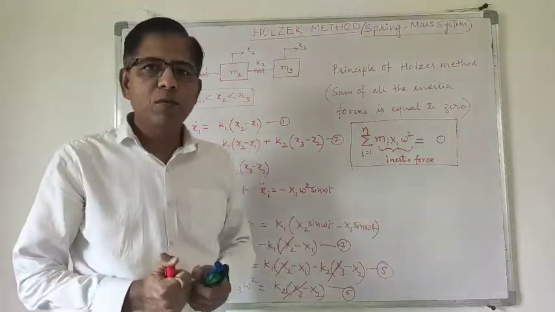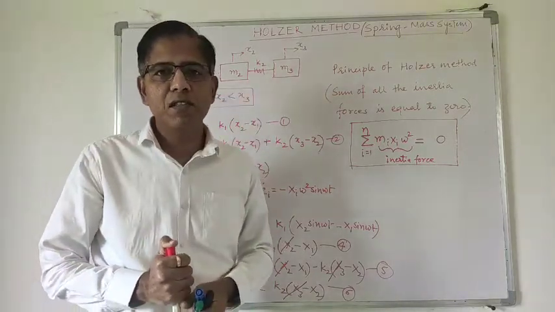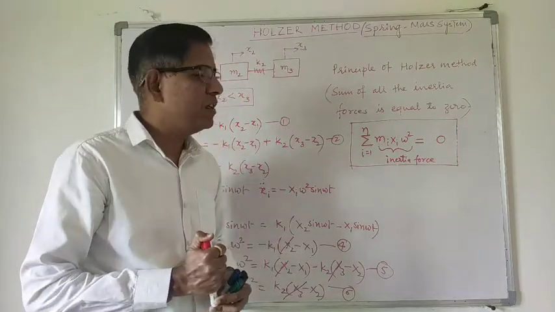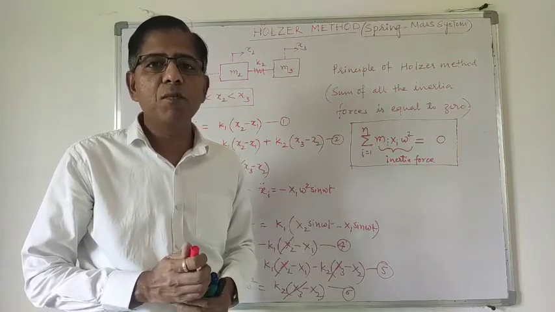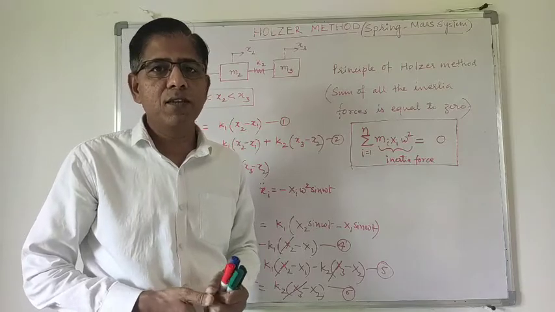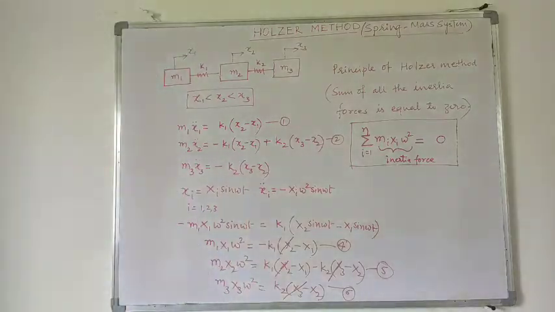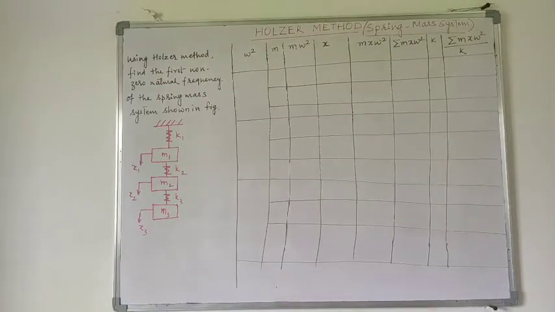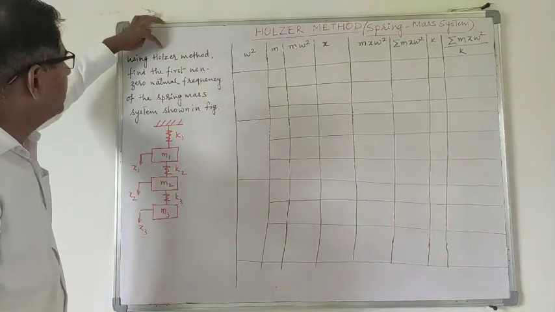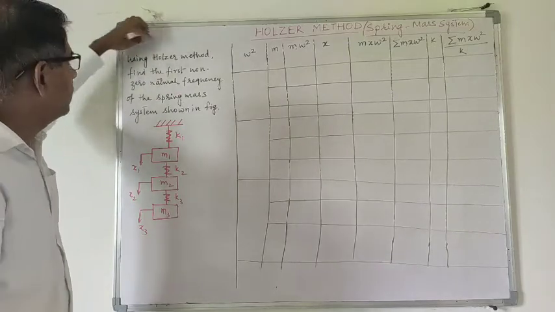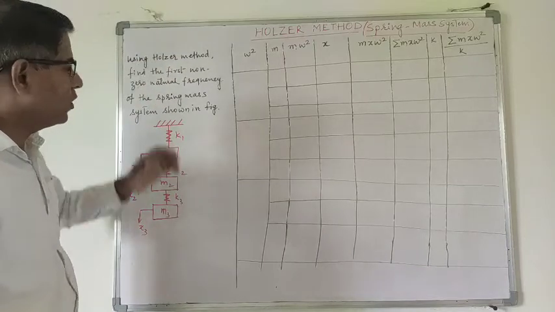Now we will apply the Holzer method for solving a multi-degree of freedom spring mass system problem, and there we will see how this Holzer method is applied for finding the natural frequencies of a multi-degree spring mass system problem. Okay. So now we'll take one numerical, then we'll see. Now this is the numerical. So using Holzer method, find the first non-zero natural frequency of the spring mass system shown in figure.